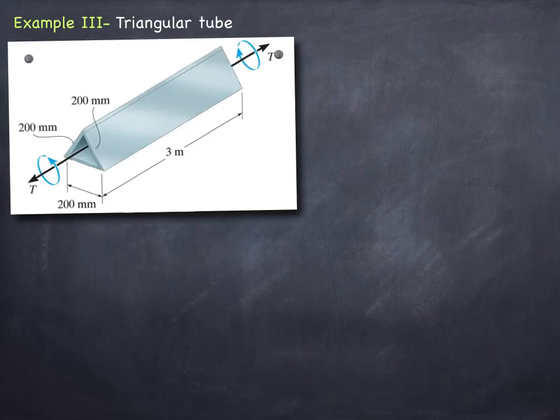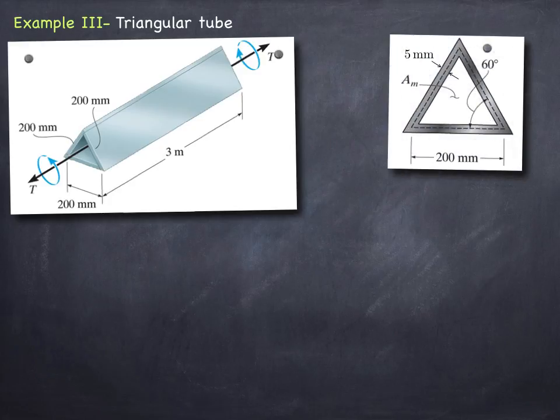So here we are looking at an equilateral triangle, edges that have lengths of 200 millimeters. The total length of the shaft is 3 meters. We apply a torque at both ends, so it's in static equilibrium. Let's assume that this is made out of A36 steel. The shear modulus is, for that material, 75 times 10 to the 9 Newton per meter squared, pascals.